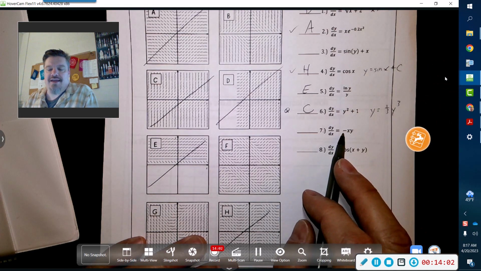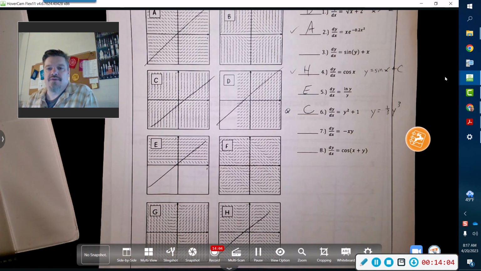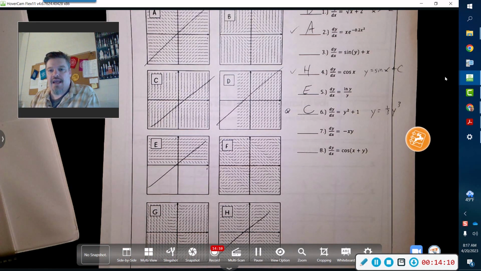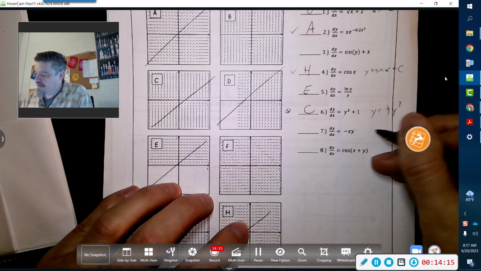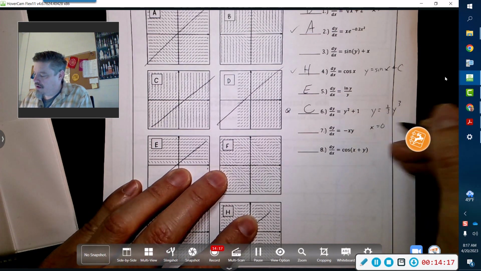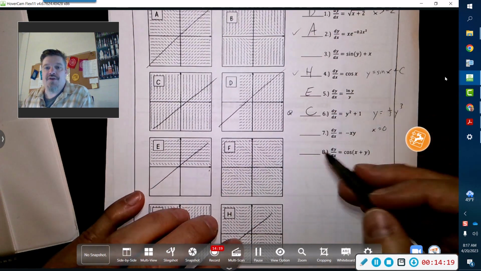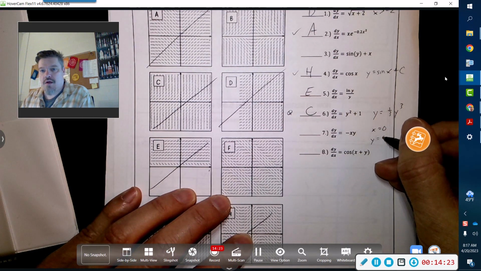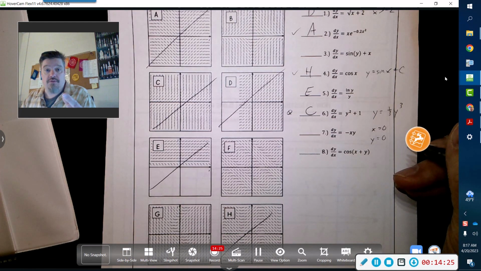But this one is just negative x times y. So this means I could break out a table here. Do you notice that if x is 0, then the derivative is 0? And when y is 0, the derivative is also 0.